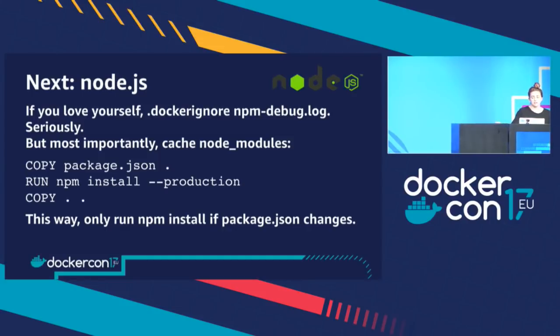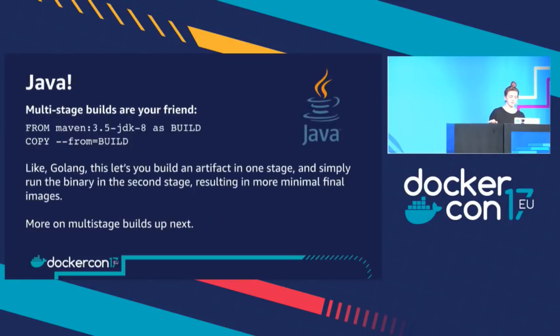Next up is Node.js. So this is also another real life mistake that I've made. You can Docker ignore. So it works just like git ignore, but you can Docker ignore npm-debug.log. And then most importantly, you can cache your node modules. So you can ignore some of these files that you don't need. They'll make it extra huge. My example here is copying over my package.json. It's running npm install, and then it's copying that over. So that way I'm only running npm install if my package.json changes.